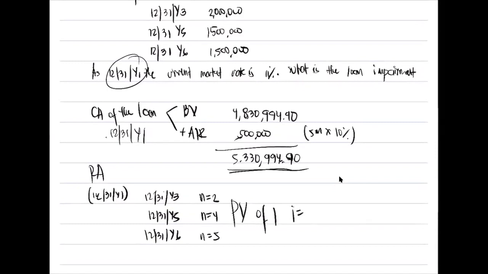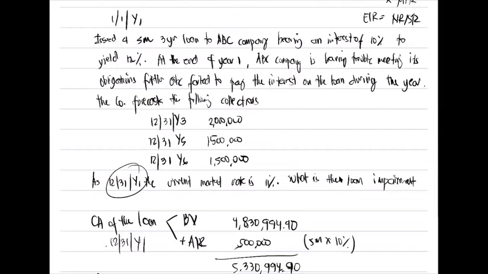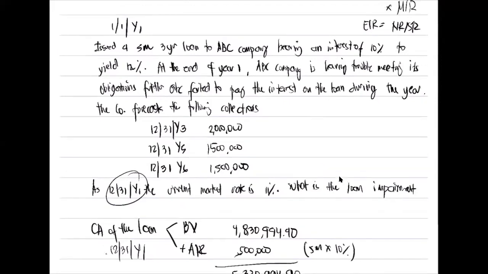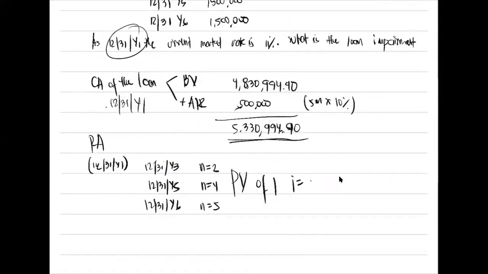what is our original effective interest rate? We go back to the problem. Bearing an interest of 10% to yield 12%. So to yield 12% here is the original effective interest rate. So our interest rate here is 12%. Okay, so we compute for the values.